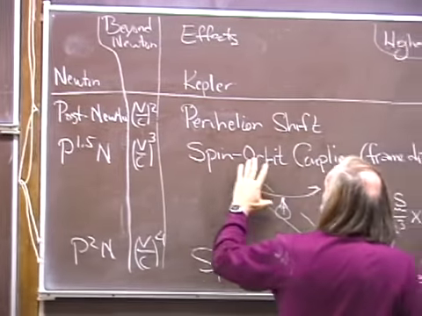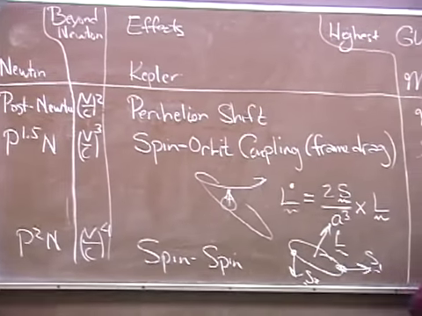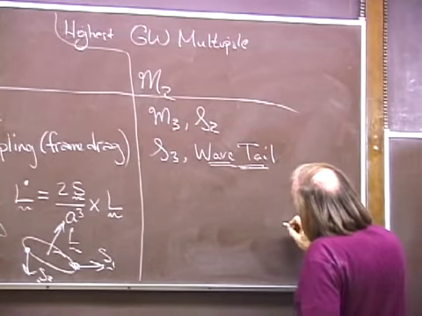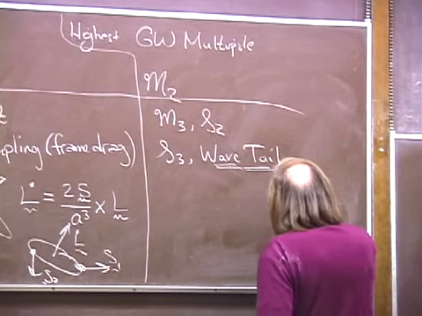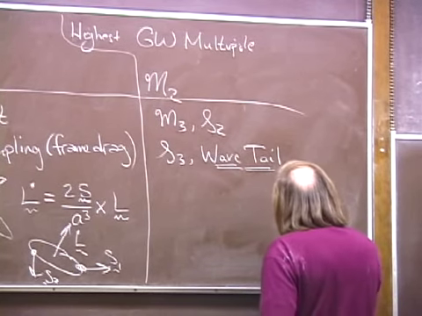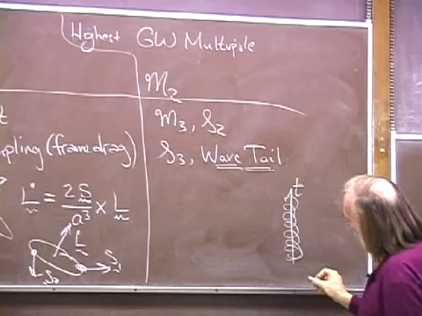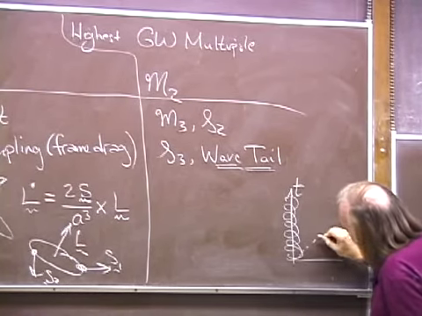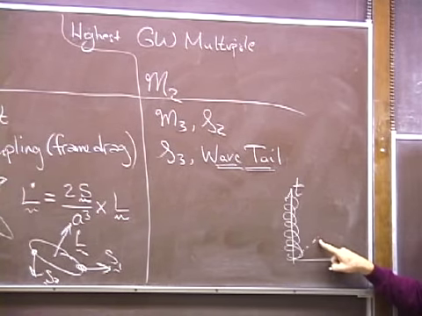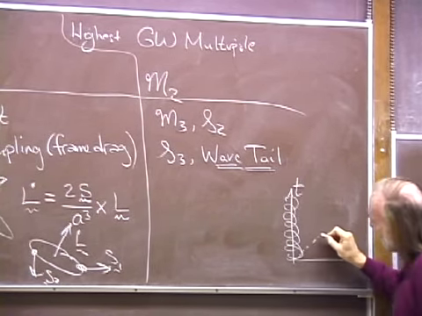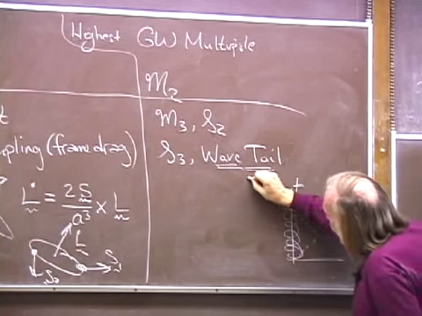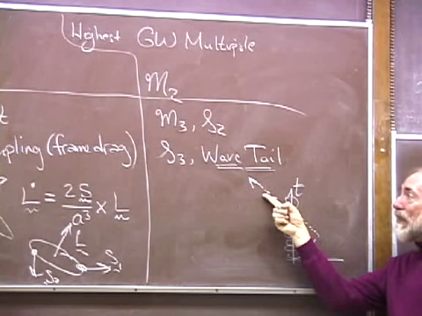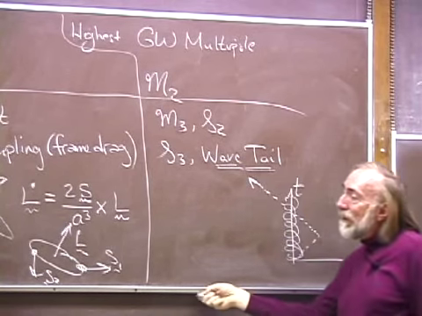In addition, at post 1.5 Newtonian order, you have a wave tail that shows up in the outgoing waves. In a space-time diagram, this is the binary orbits in a space-time diagram. It emits outgoing waves, and some of those waves get scattered off the space-time curvature of the binary itself. They go back into the center and through and come out. And that delays the arrival of the waves. And so you see this showing up at this order.